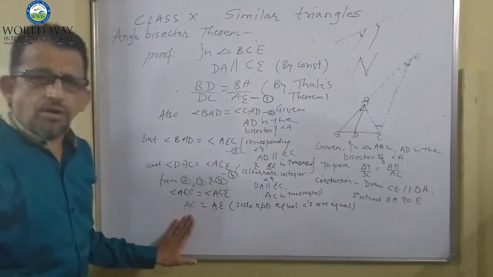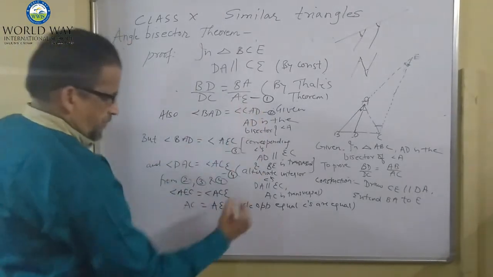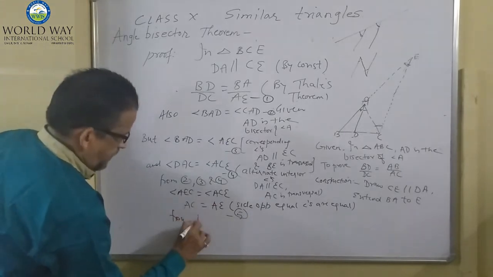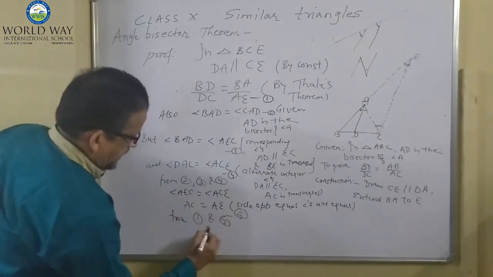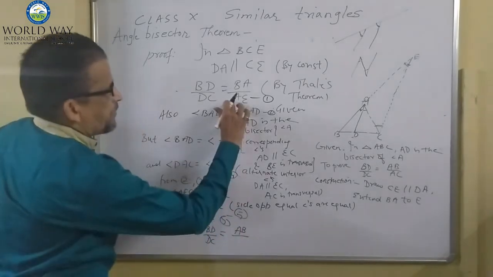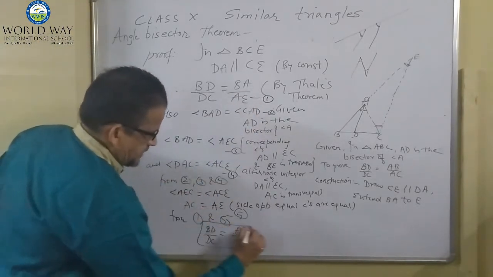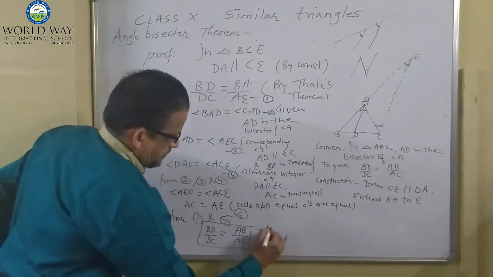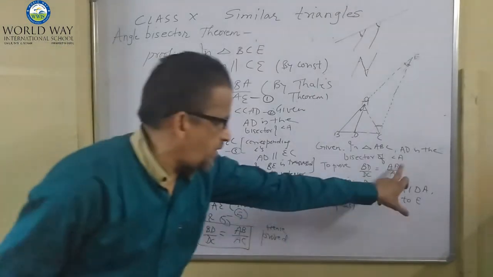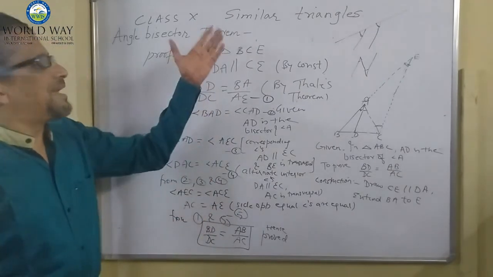So put the value of AC here in place of AE. This is equation number 5. So from 1 and 5, BD upon DC is equal to AB upon, in place of AE put AC. This is the proof. This is what we had to prove, BD upon DC is equal to AB upon AC. This is the proof of the angle bisector theorem.